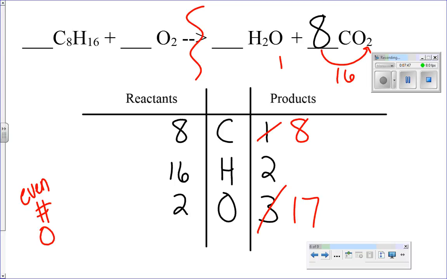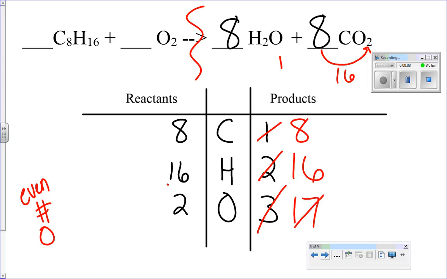So now that I've balanced out my carbons, the next thing I'm going to tackle is my hydrogens. On the left side of my equation, I have 16 hydrogens. On the right side right now, I have 2. Pretty easy fix to turn that into 16 hydrogens. By putting an 8 here, I now have 16 hydrogens.